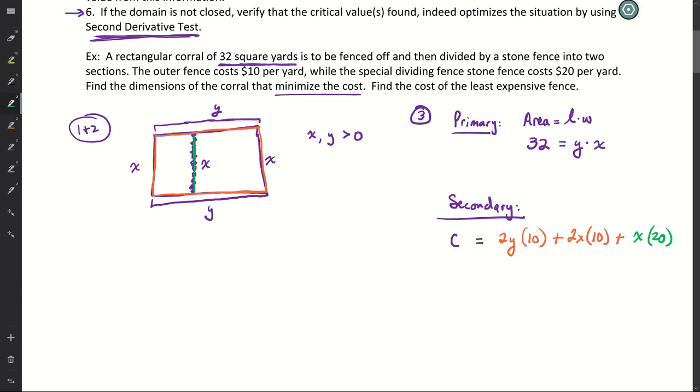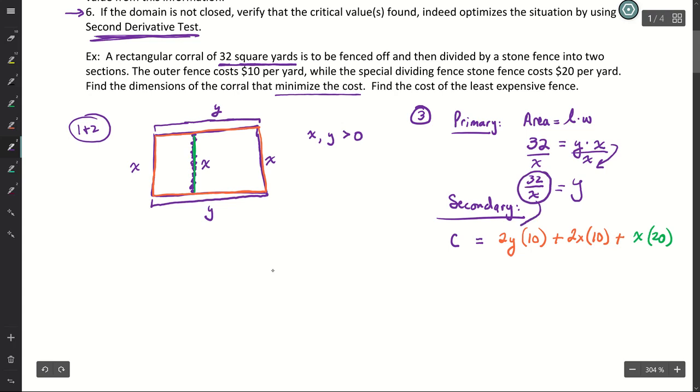All right, now what we'd like is this equation in terms of only one variable. Notice that there's more x's in this particular function than there are y's. So what I'm going to do is come up here, and with my primary equation, I'm going to solve this equation for y. Notice there, if we solve, we'd be dividing out the x. So we have y equals 32 over x, and we're going to substitute this expression in for the y down below. That's the purpose of my primary equation, so that I can get my secondary equation, which is the thing I'm trying to maximize or minimize, in terms of only one variable.